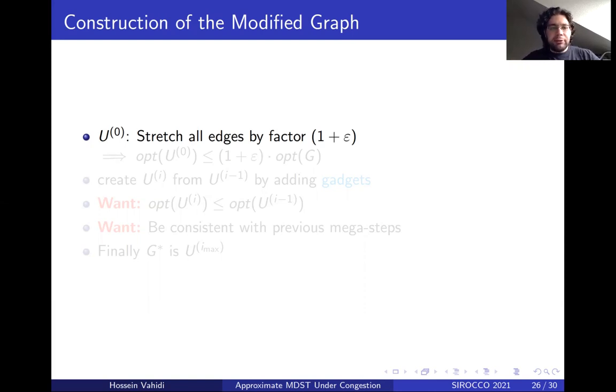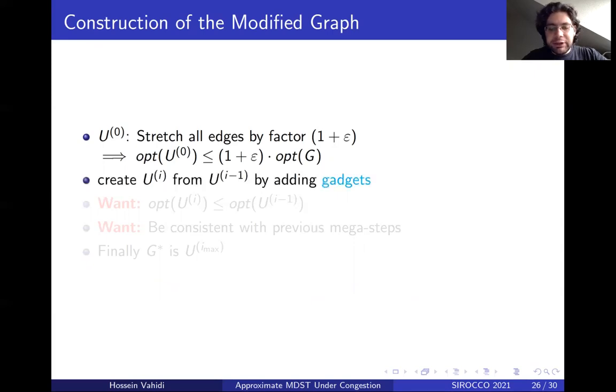To begin with, we used U0, which is basically the original graph, but all the edges are stretched by a factor of 1 plus epsilon, which means that the optimal MDST in U0 is going to cost at most 1 plus epsilon times the optimal of G.